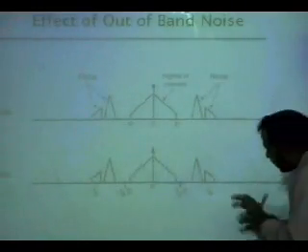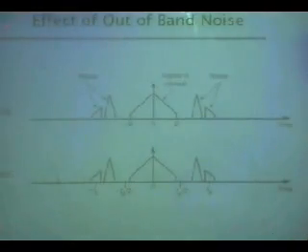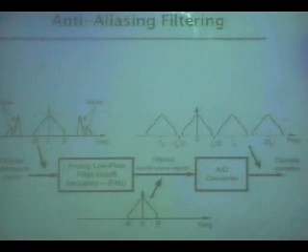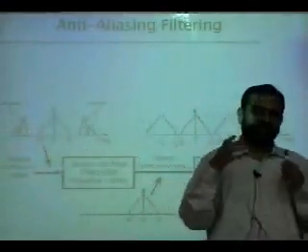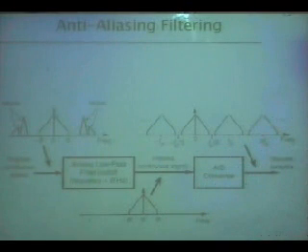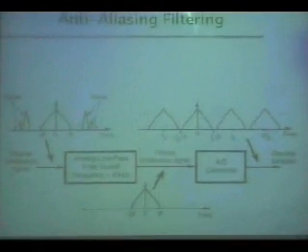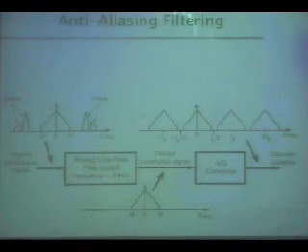But here it tells you that out of band noise is corrupting this, and you say, okay, no problem. Either I clean it up in the analog domain, or I clean it up in the digital domain. And once I clean it up, I can sample it at a lower rate. So this is what you do.